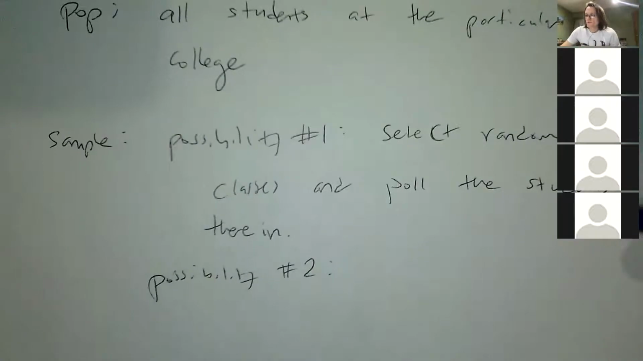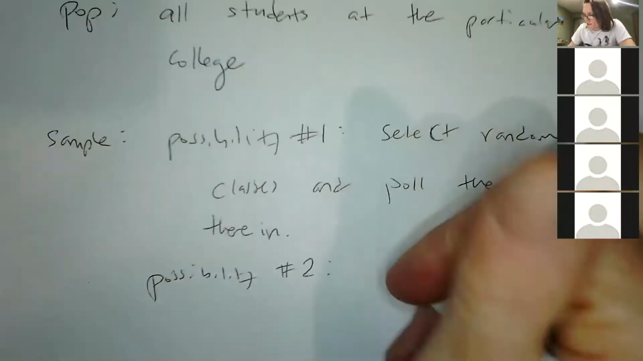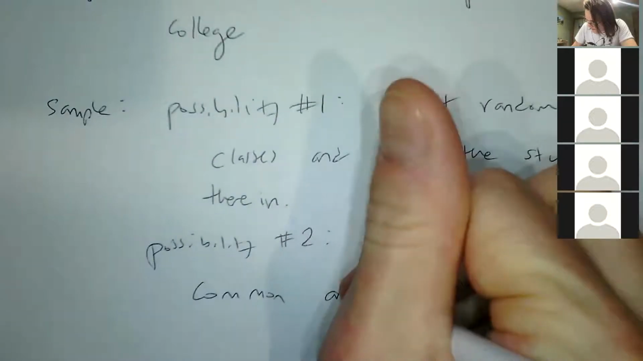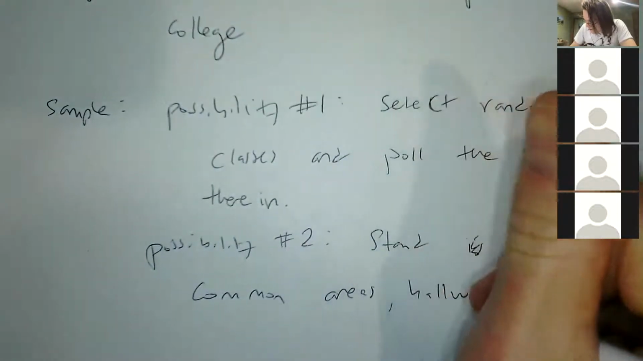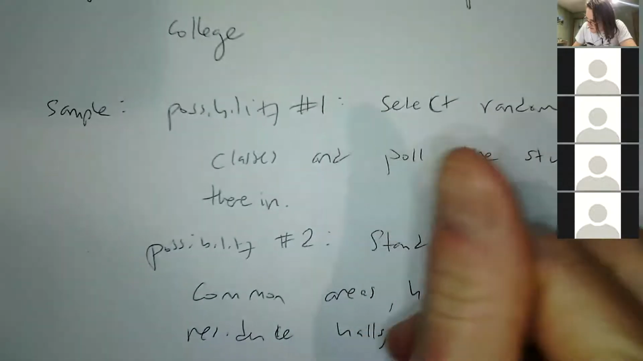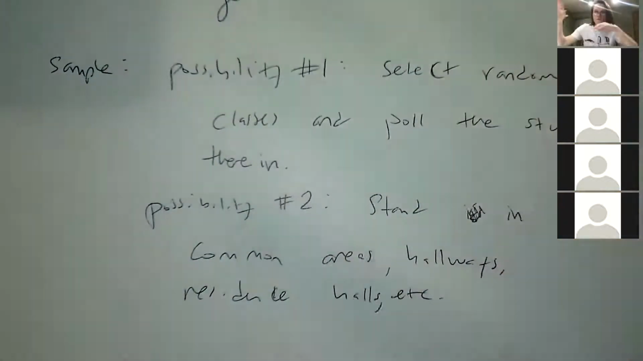So possibility one works really because you're the college, as I said. But if you were just a few students and you wanted to poll students and see what classes, you could just stand in the yard, what's it called, the common area. So you could stand in common areas, hallways, residence halls, etc. You could just stand wherever students move to and fro, and you could just ask them questions.